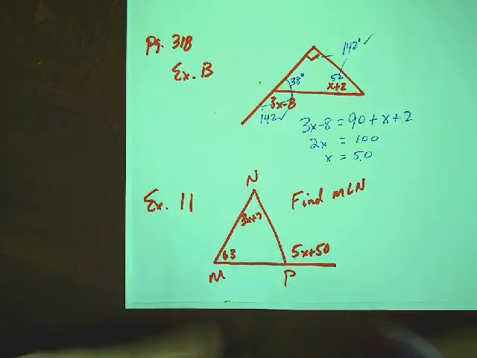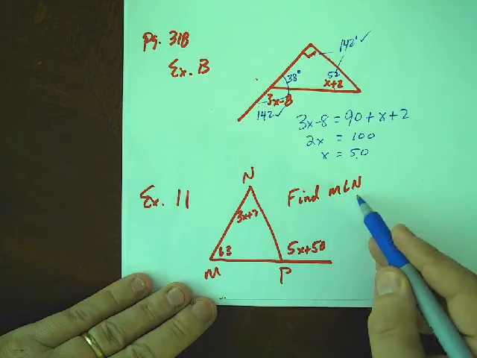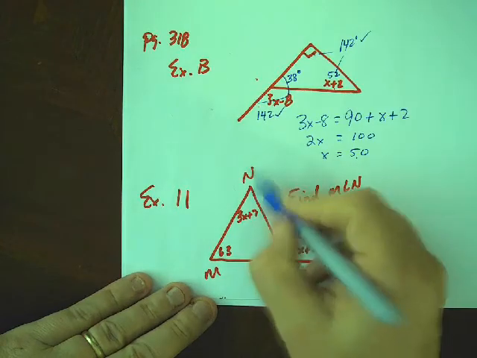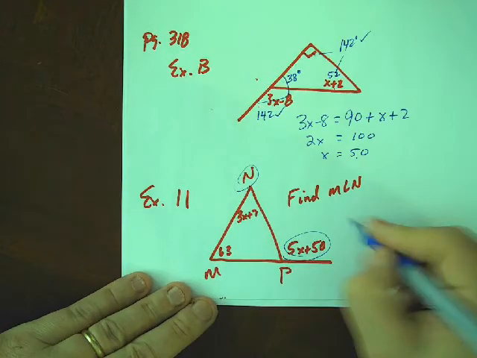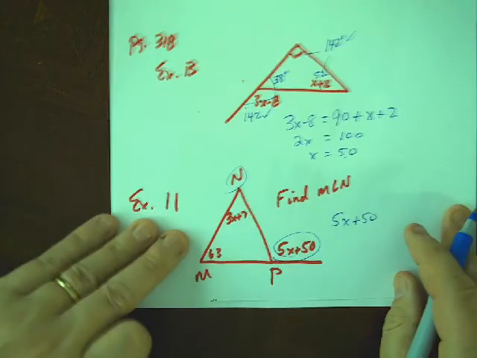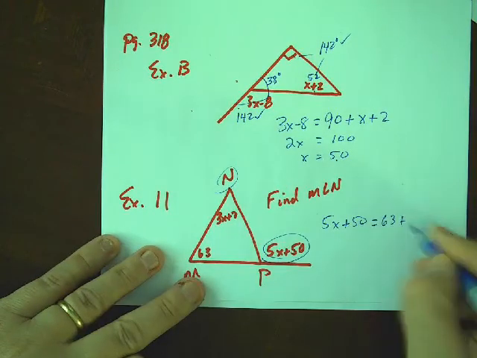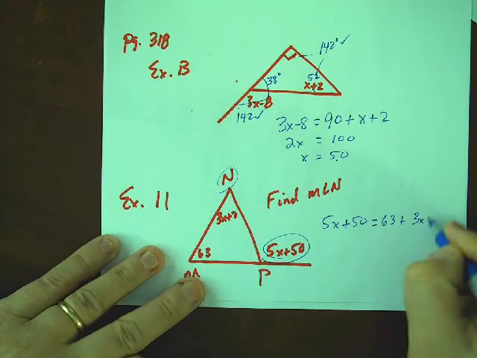Okay, let's keep going and do example 11. It says find the measure of angle N, which is this angle up here, but we can use the exterior angle theorem. So here's our equation. 5x plus 50 is equal to the sum of these 2. So we go 63 plus 3x plus 7.